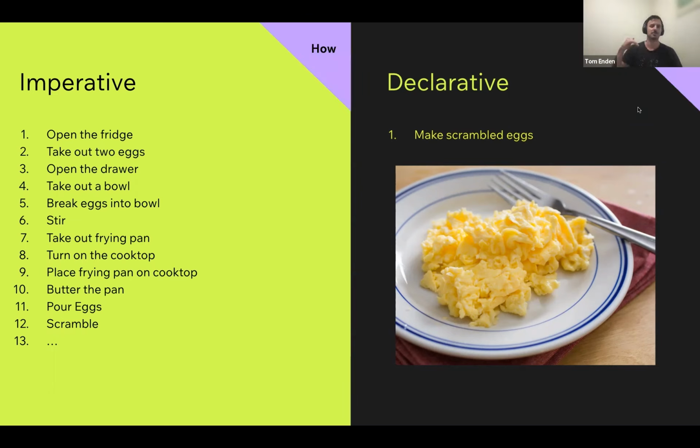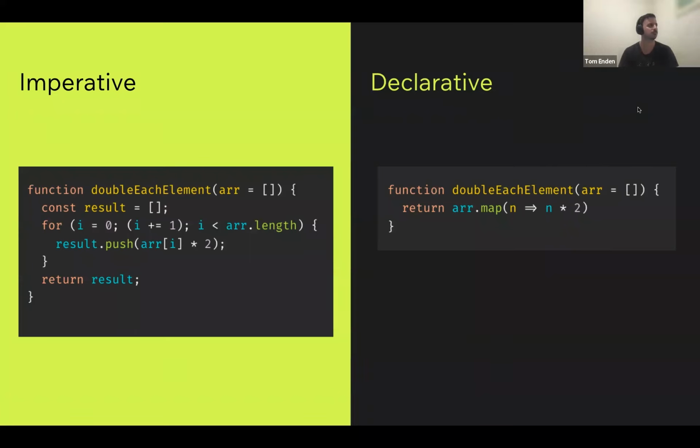Now, let's take a look at a JavaScript example. Also, if you Google declarative versus imperative in JavaScript, you will immediately come across this kind of example. Let's start by examining the imperative. So we have here a function that doubles each element. So basically, it accepts an array with numbers, and it returns a doubled array. So if I have 1, 2, 3 in the original array, it should return an array that has 2, 4, 6. Let's take a look at the imperative way.